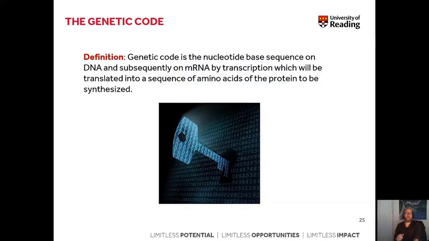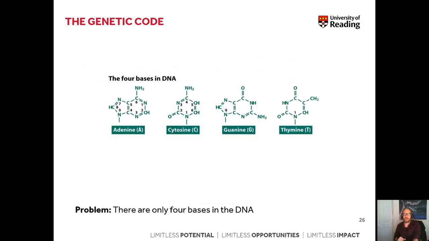If we look at the definition, then we will come up with something like that the genetic code is the nucleotide-based sequence on DNA and subsequently on mRNA by transcription, which will be translated into a sequence of amino acids of the protein to be synthesized. This sounds quite complicated, but in reality it's really straightforward.